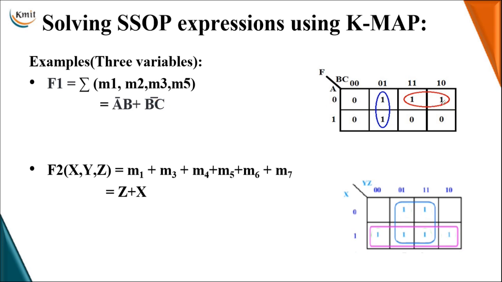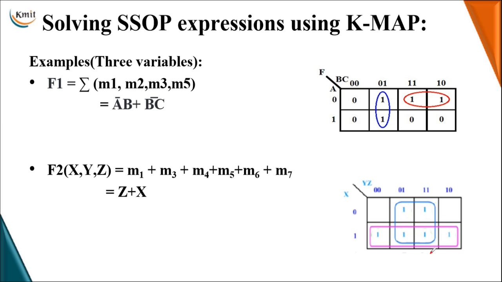Next, the second pair has the common variable A with value 0, hence it is A bar, and column wise the B value is 1. The C value is different, so it is dropped. So B value is 1, hence it is represented with the product term A bar B. The minimal expression is A bar B or B bar C.